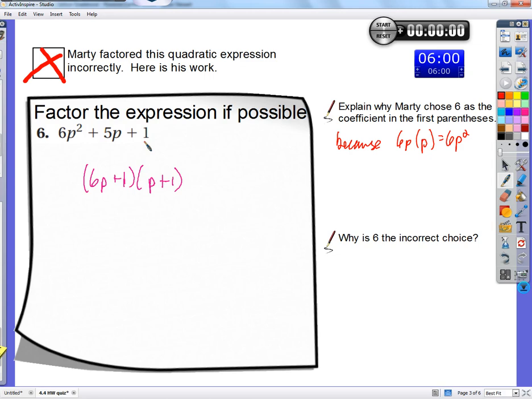Let's all get involved. Yeah? Because 6p, distributive would be 6p plus 1p, and that's 7p.